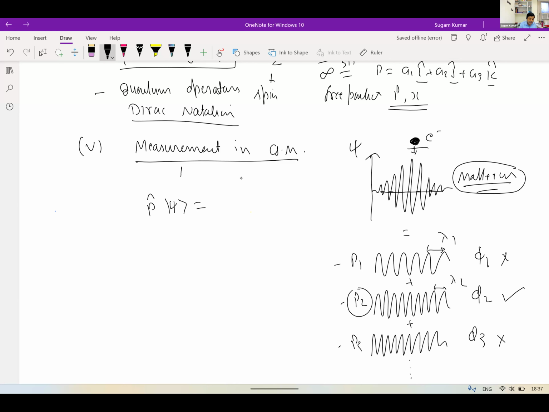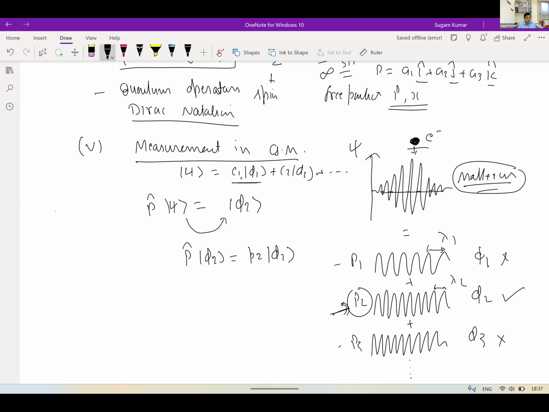It means earlier the psi was a superposition of phi 1 and phi 2 and so on. But after the measurement, you will get either momentum P1, P2, P3, and so on. Let us say you get P2, then the other information will be lost. Only this information will survive. It means this wave function is going to collapse into phi 2. And this is what is called the collapse of the wave function. The momentum operator P operates only on phi 2 and you get the corresponding momentum value.